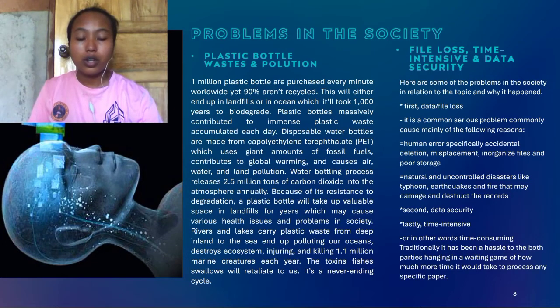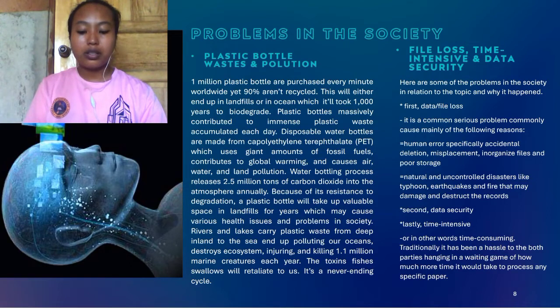The second problem in society that our group discussed is file loss, time-intensive processes, and data security. First, data or file loss is a common, serious problem caused mainly by the following reasons: human error, specifically accidental deletion, misplacement in unorganized files, and poor storage. Second are natural and uncontrolled disasters like typhoons, earthquakes, and fire that may damage and destroy the records. Then data security, and lastly, time-intensive, of how much more time it would take to process any specific paper.